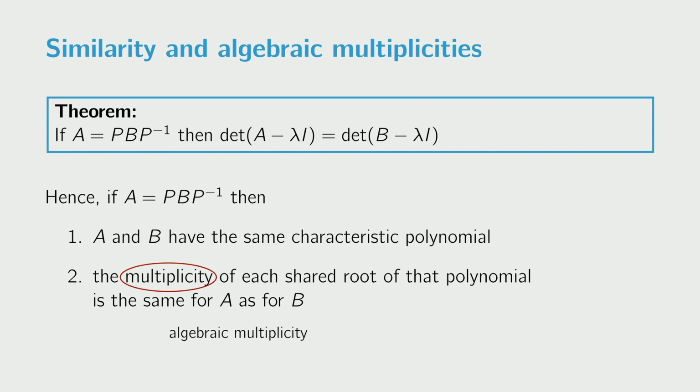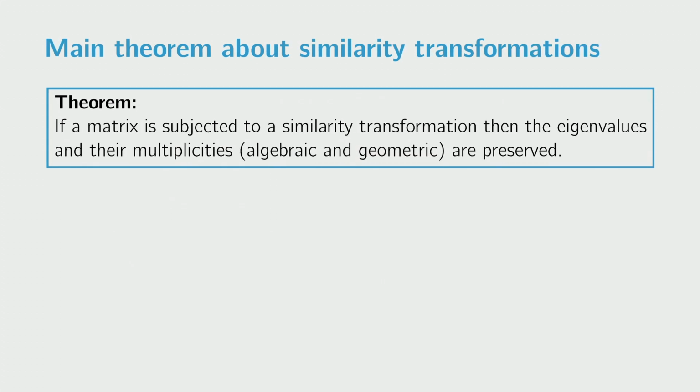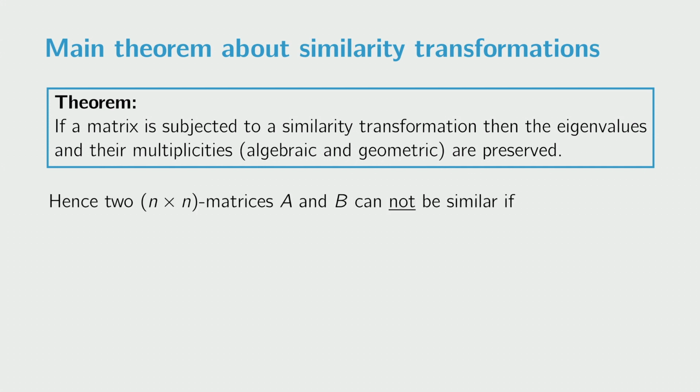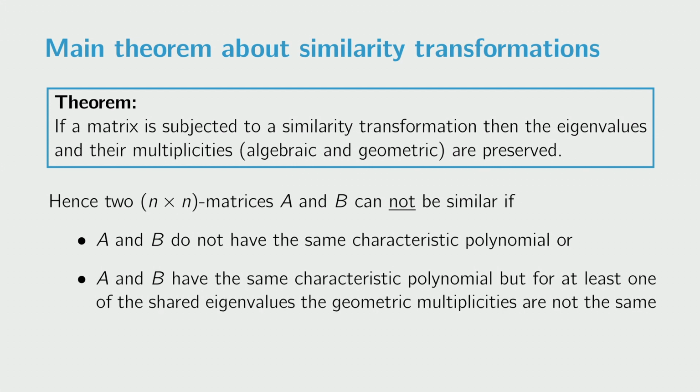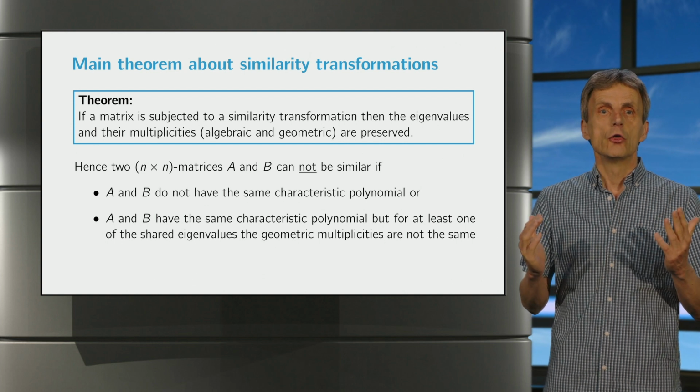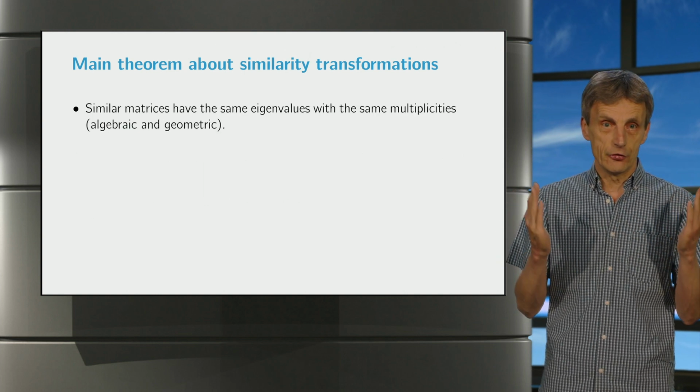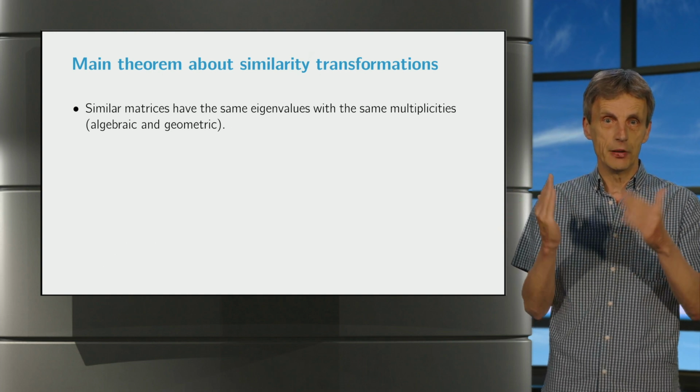Let's put the results together in the following theorem. If a matrix is subjected to a similarity transformation, then the eigenvalues and their multiplicities, algebraic and geometric, are preserved. Hence, two matrices A and B cannot be similar if A and B do not have the same characteristic polynomial, or A and B do have the same characteristic polynomial, but for at least one of the shared eigenvalues, the geometric multiplicities are not the same. So in short, similar matrices have the same eigenvalues with the same multiplicities, algebraic and geometric.